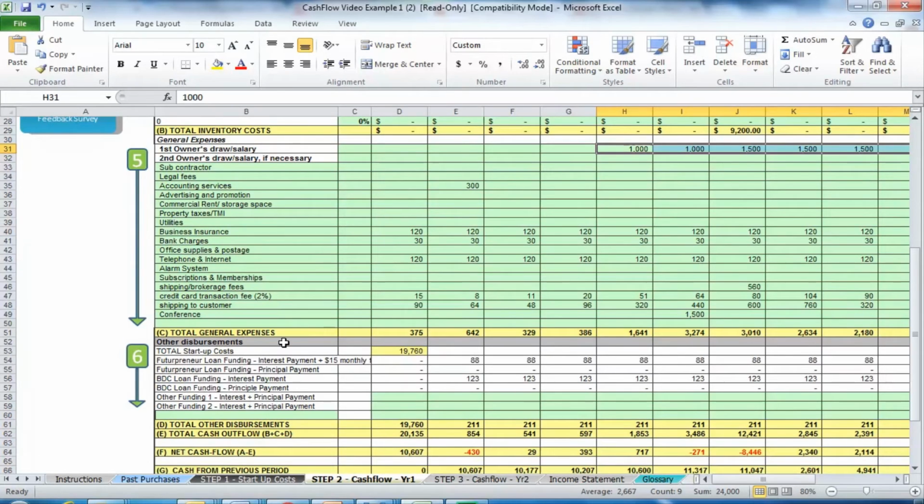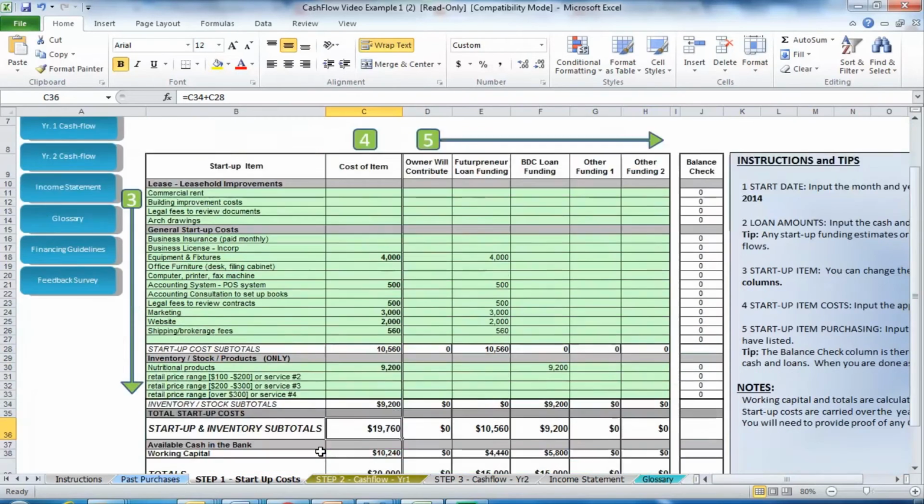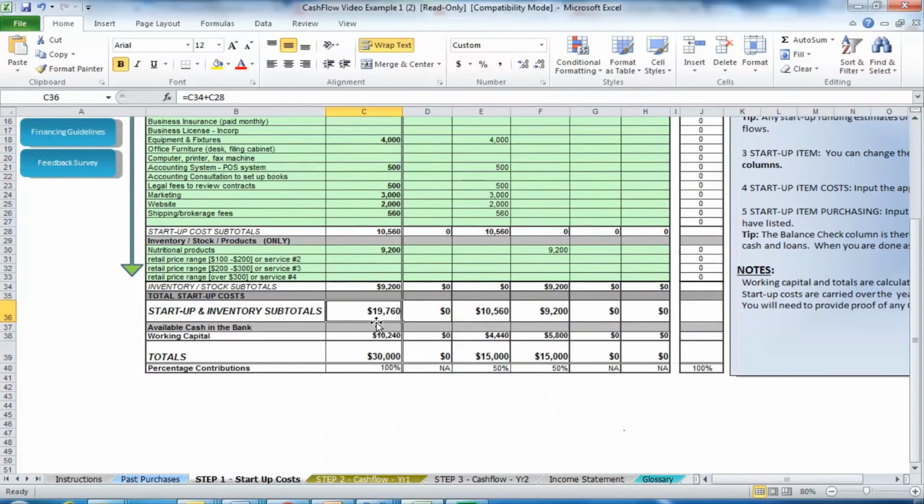Step 6. Other disbursements. Notice that under other disbursements, the major cost here is total startup cost, $19,760 under November. This is the amount of money you requested that you need for startup costs back in the startup cost template. The difference between that and the actual loan that you requested, which is $30,000, that difference of roughly $10,240 is what we call working capital. So if you were to go back to your startup cost, you would actually see that amount listed there.